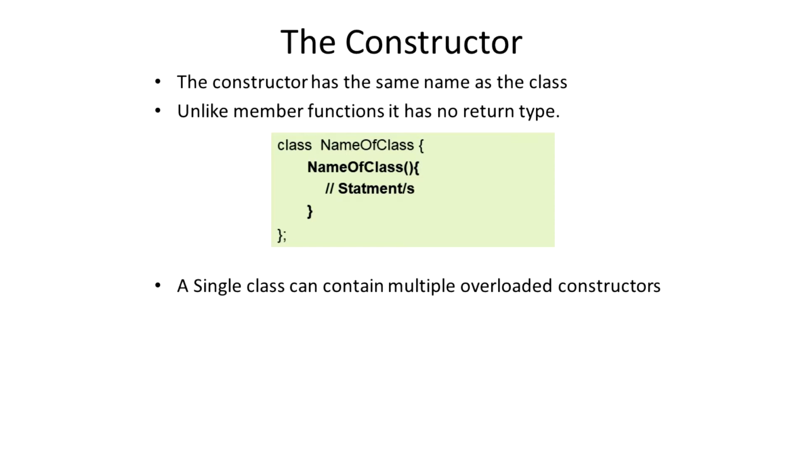Okay, but the unique thing about the constructor is that it doesn't return any values. It doesn't have a return type to it. We don't even state the keyword void before the actual constructor name, which is the class name.